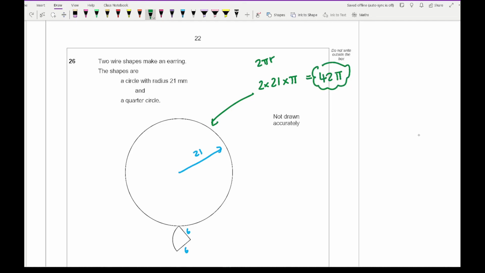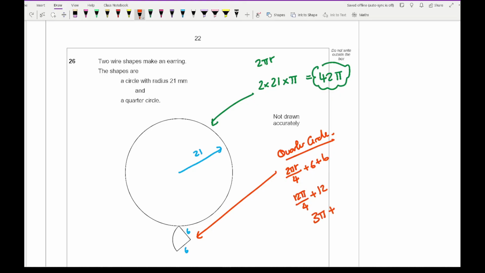Then looking at the quarter circle, so let's just use a different colour. So for the quarter circle, well, that's going to be using the formula of 2 pi r, which is the circumference of the circle, divided by 4, because it's a quarter, and then I need to add 6, add 6. So here the radius is 6, so I've got 12 pi over 4 plus 12, and that gives me an answer of 3 pi plus 12.